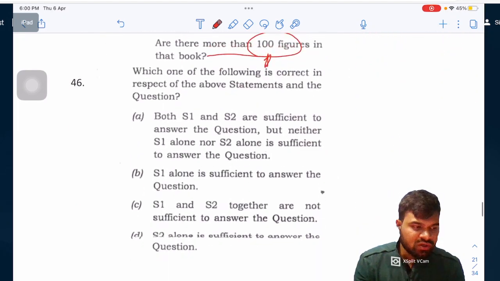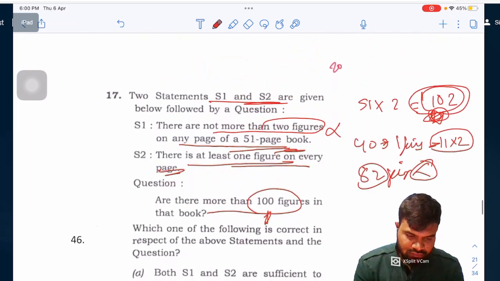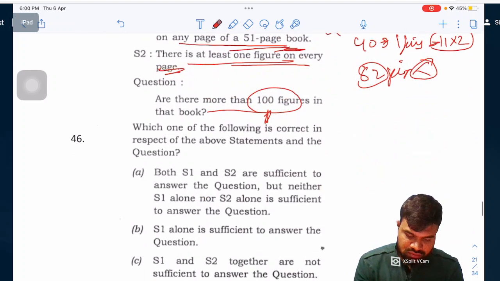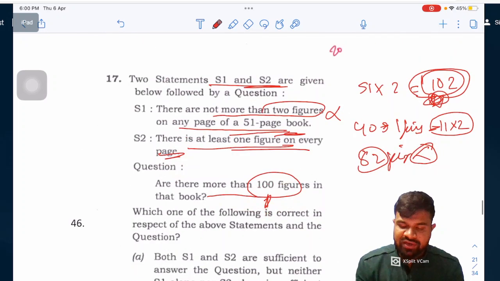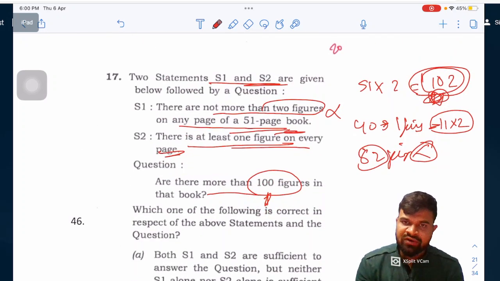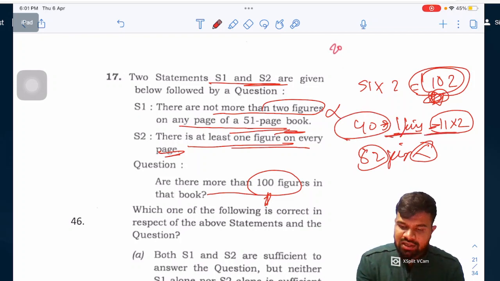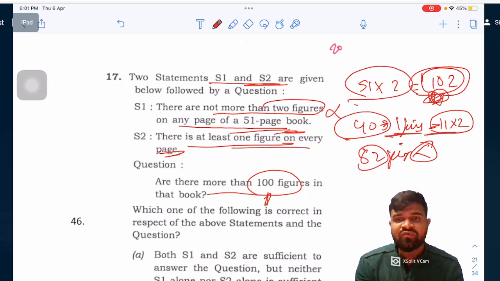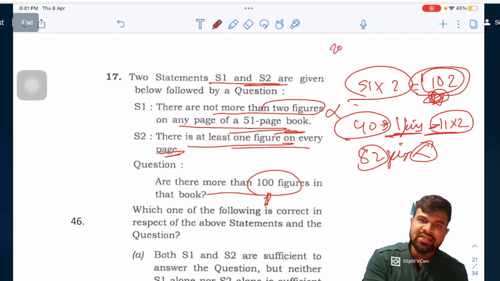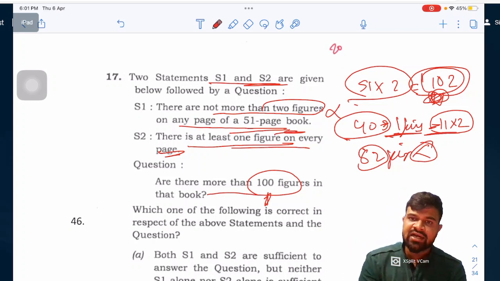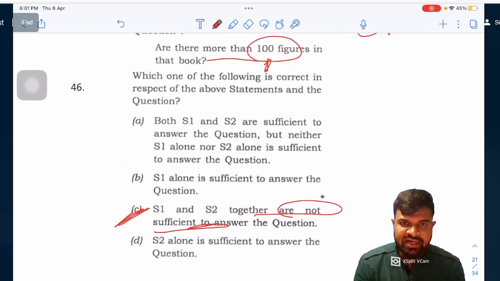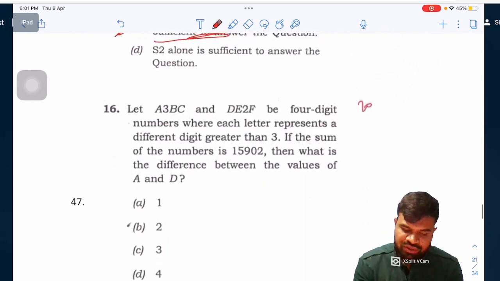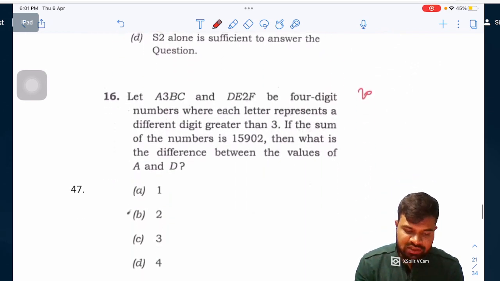Even together they are not sufficient. Even if there is one figure on every page, there can be a case where 40 pages have one figure, and there can be a case where all pages have two figures. So in one case the answer is greater than 100, in the other case it is less than 100. So we cannot be sure. And if we are not sure, then we will mark that statement 1 and statement 2 are not together sufficient to answer the question.